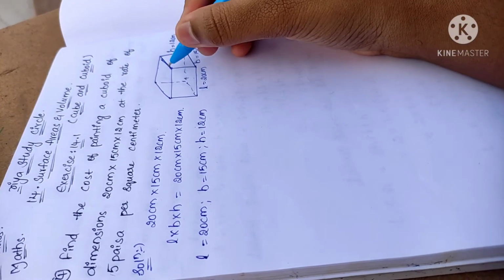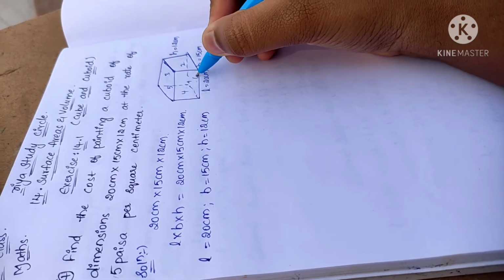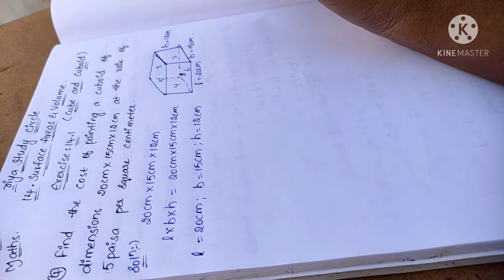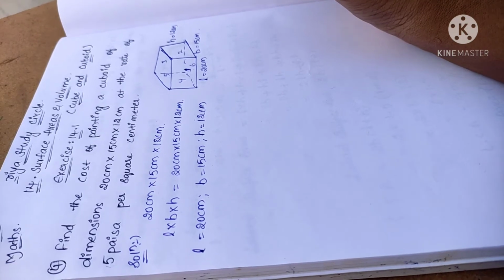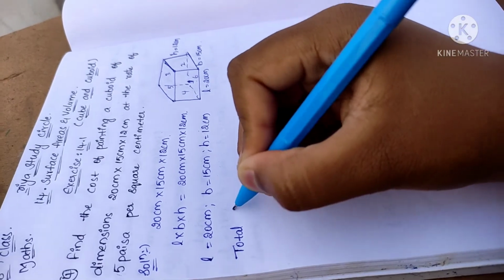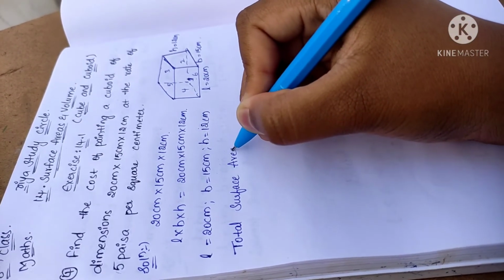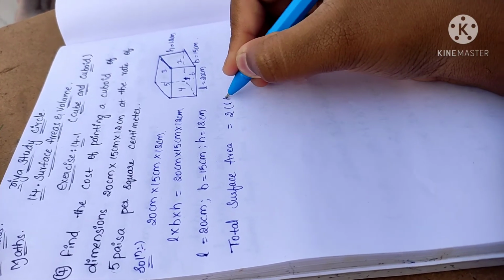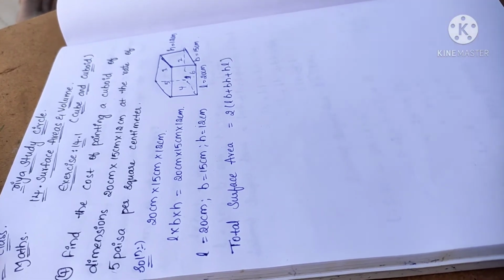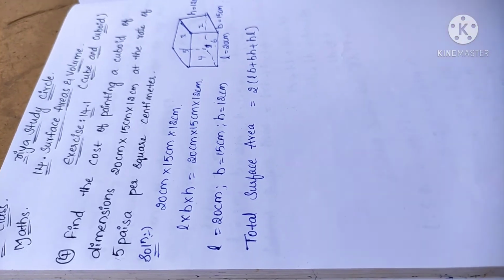How many faces does a cuboid have? 1, 2, 3, 4, 5, 6. Front and back are 1, 2, left and right are 3, 4, top and bottom are 5, 6. So a cuboid has 6 faces and the painting is applied to all 6 faces. So here we have to find the total surface area of the cuboid, which equals 2 into LB plus BH plus HL. This is the formula for total surface area. Now I am going to derive this formula, how it came.